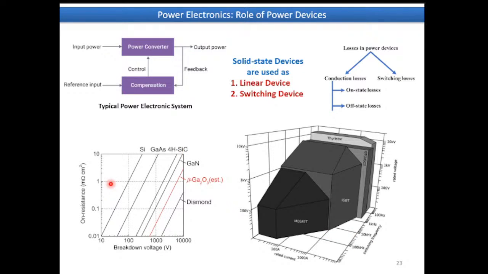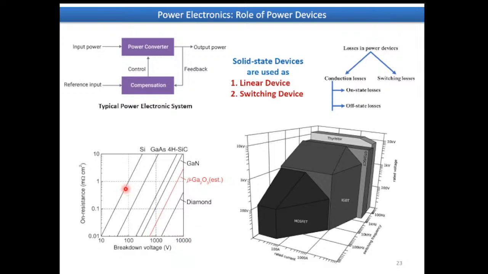These are again some power device related benchmarking charts based on resistance. This on resistance provides us the on state losses, and from the breakdown voltage we can gauge the off state losses. Here we can see this is the most desired corner. Why is this the most desired corner? At this corner, our device can sustain very high breakdown voltage, but at very low on resistance. That means at very low on state losses.